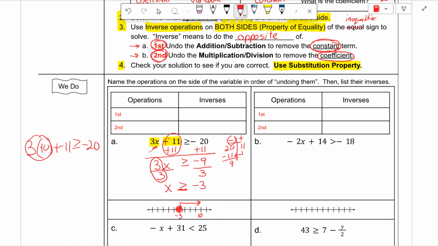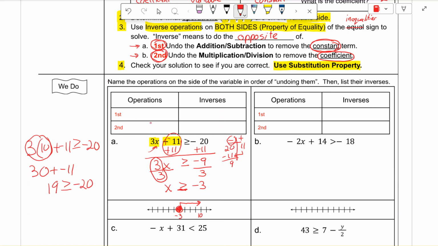Okay, so 3 times 10 is 30. And 30 plus negative 11 is 19. And is it true that 19 is greater than or equal to negative 20? It is. So you know you graphed it correctly, and it's all set.